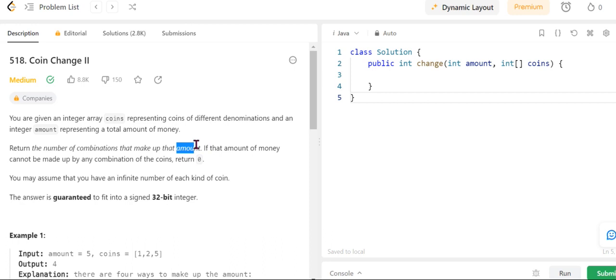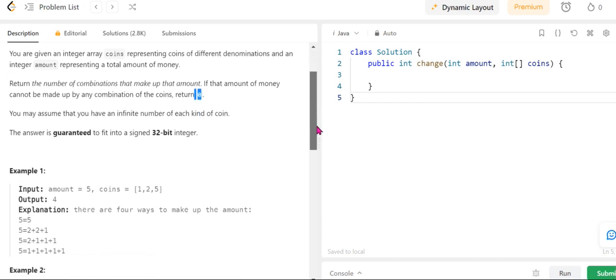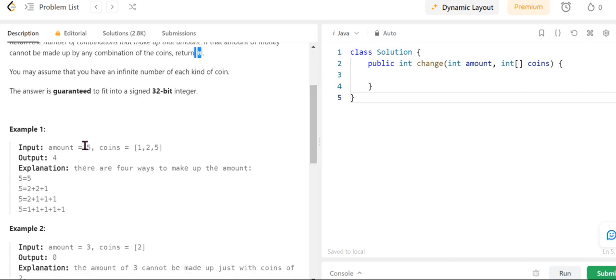Now you can also reuse the coins when you create a combination that makes up that amount. And if you cannot make up that amount by any combination of the coins, then you need to return 0. So here we are given an example. We are given an amount 5 and coins 1, 2, 5. You can reuse those coins in any combination, and you need to find out how many such ways we can make the amount 5.